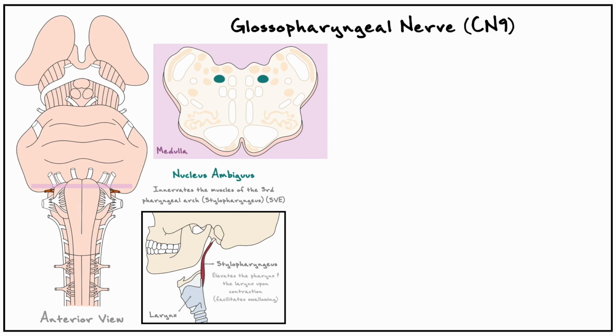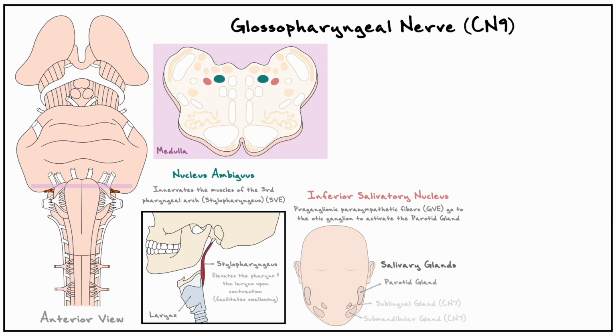swallowing. The second nucleus that provides fibers to the glossopharyngeal nerve is the inferior salivatory nucleus. This nucleus provides preganglionic parasympathetic fibers to the otic ganglion, which then sends postganglionic fibers onto the parotid gland. Recall from our discussion on the facial nerve that the parotid gland was the third salivary gland and that the two other glands, the sublingual and submandibular glands, were activated by the facial nerve.